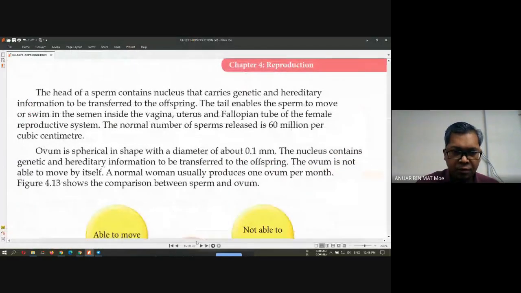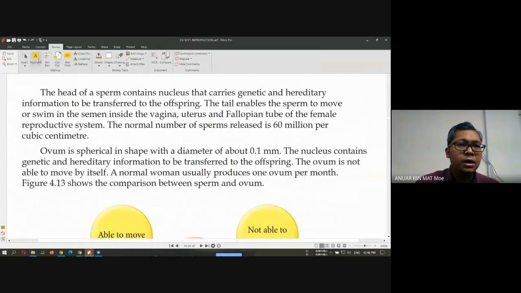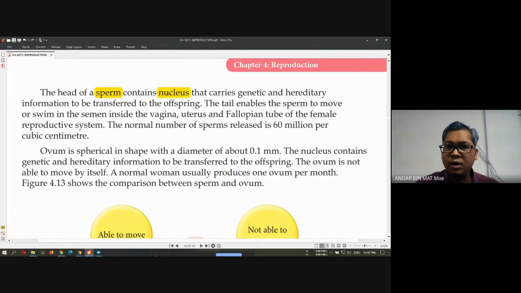Okay, I will continue. The head of the sperm contains the nucleus that carries genetic and hereditary information. Genetic information and hereditary information mean that all the characteristics that you have, if you still remember the samples of characteristics you have, are all carried or stored in the nucleus of the sperm to be transferred to the offspring. Okay, number one, function of the nucleus.